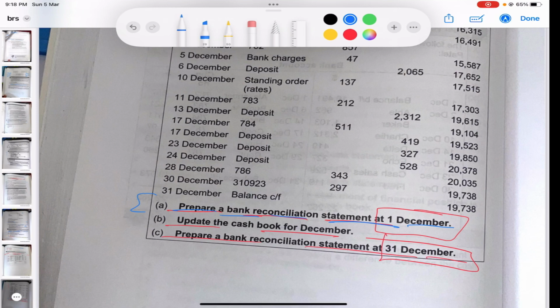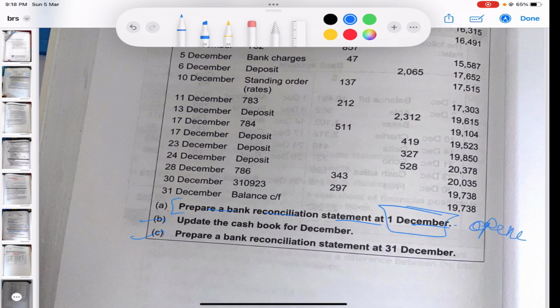The first thing we need to do, if you see the A part, is prepare a reconciliation statement of 1st December, and we need the cash book for December, that means closing. And the third one says a bank reconciliation statement at 31st December. So either way we have to prepare the closing cash book and closing BRS. BRS means bank reconciliation statement. Before that, we need to prepare a bank reconciliation statement as at 1st December, which is basically opening. Let's start with that.